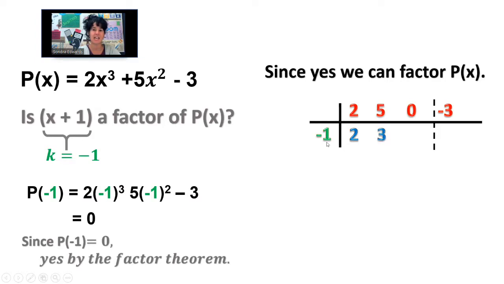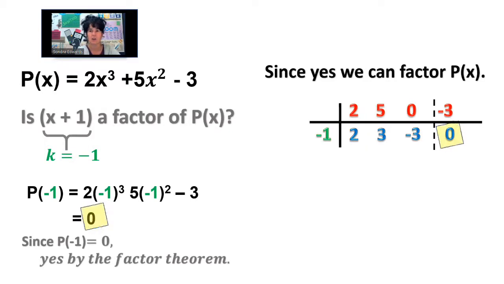Bring that answer down. Multiply across. -1 times 3 is -3. Plus 0 is -3. Bring that answer down. Multiply across. -1 times -3 is 3. Plus -3. Add diagonal. Bring that answer down. No surprise that that was 0.